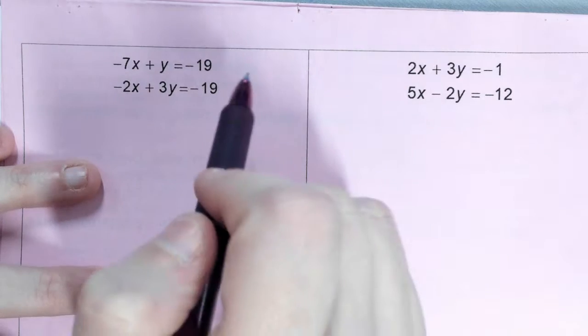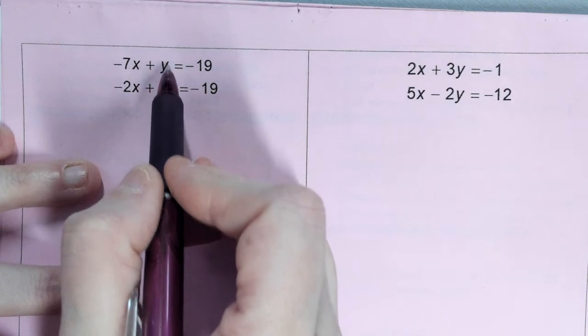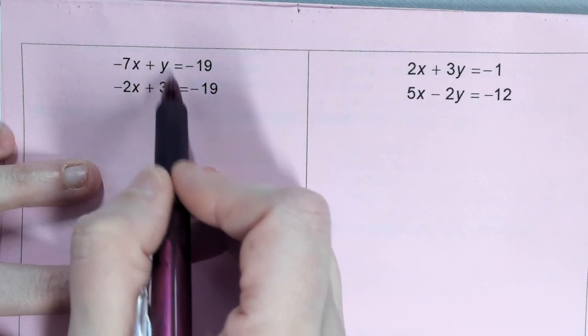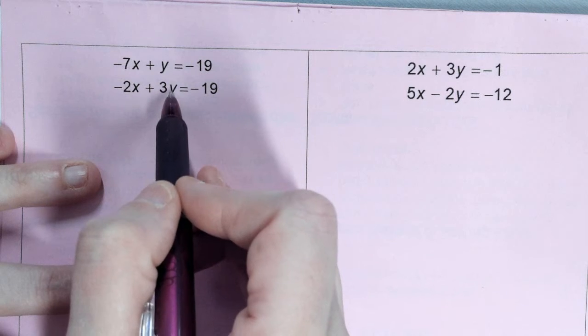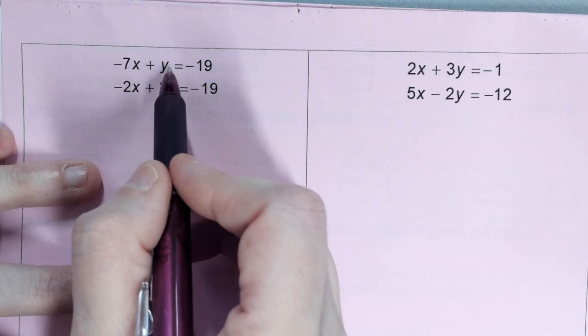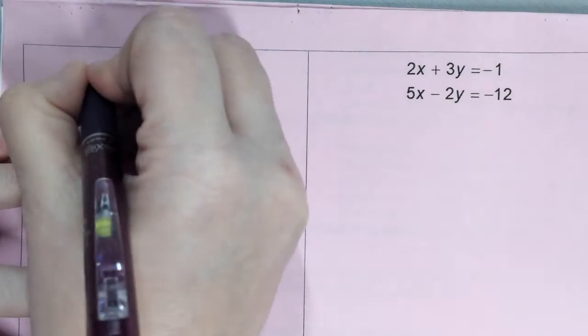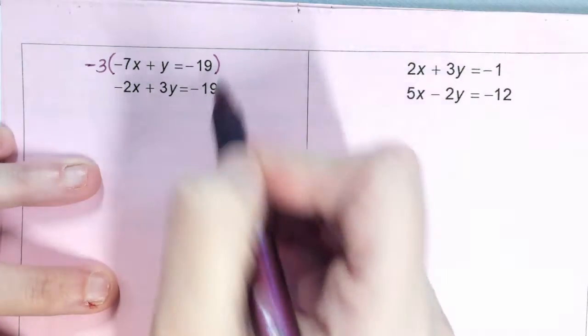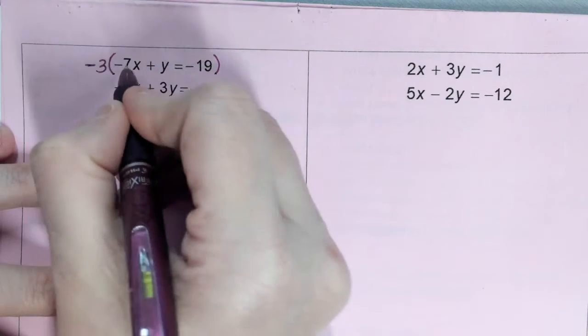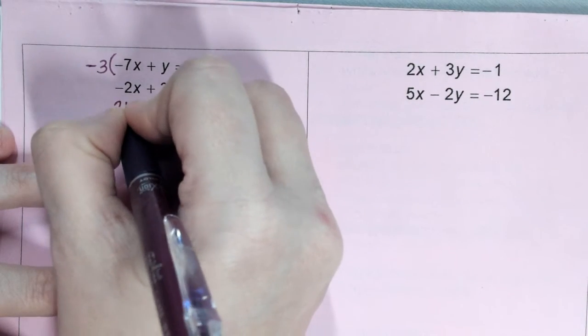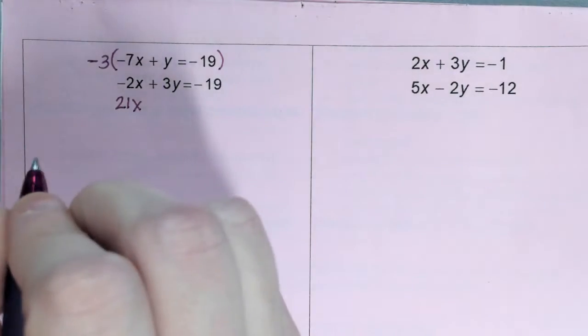I'm going to go with the easiest way. I see right here I have y and 3y. I am really close to being able to get a zero pair right there. All I need is for this to become -3y. To do that, I have to scale up my entire row by -3. -3 times -7 is +21, and those are x's.